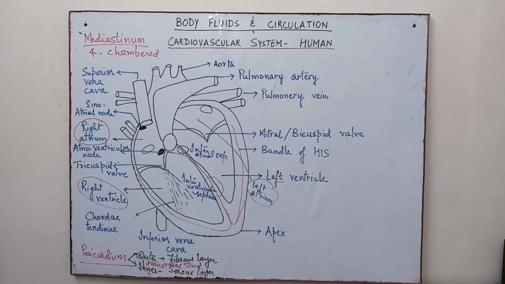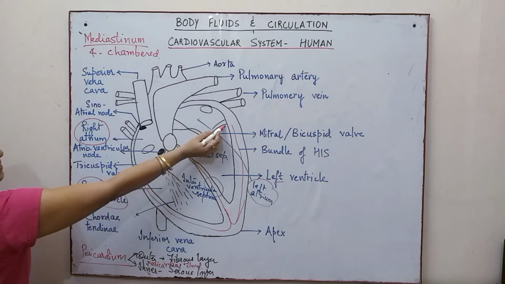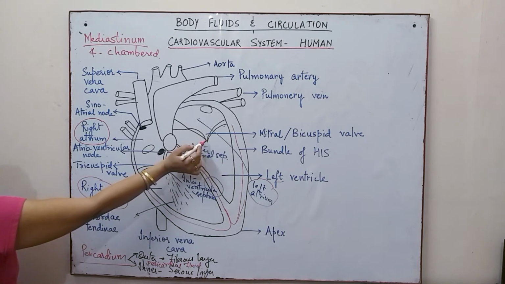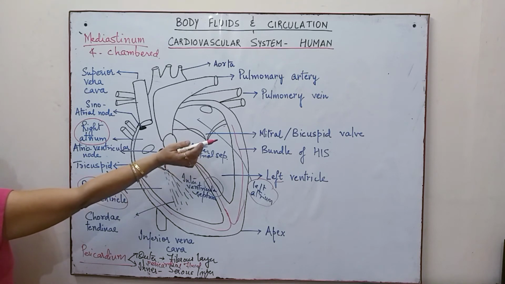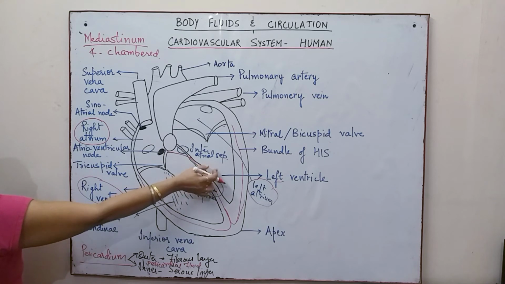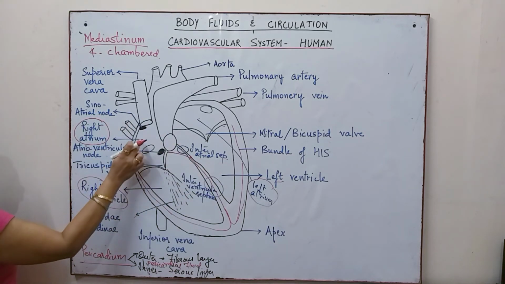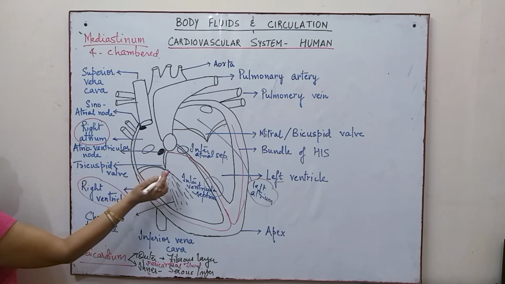Now, these septa, that is the atrioventricular septa, have openings with the help of valves. So there is valve formation over here. You can see the valves. So the valve over here is the bicuspid valve or the mitral valve, one and the same thing. It opens towards the ventricle.